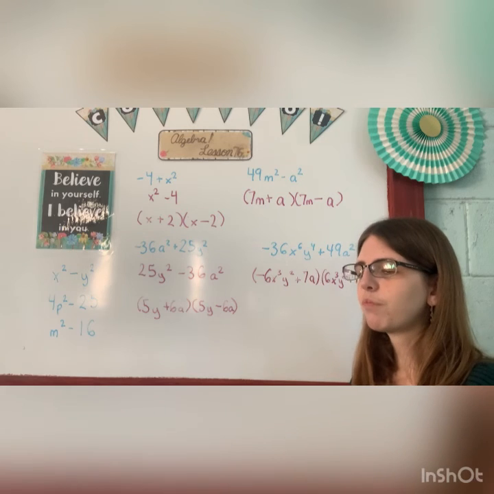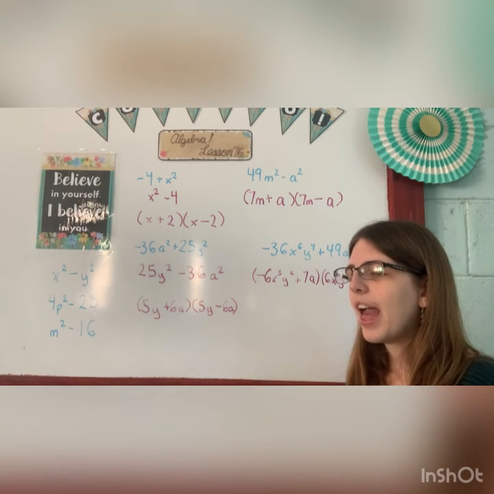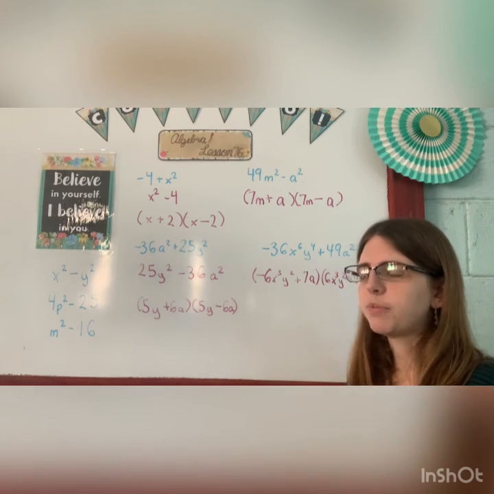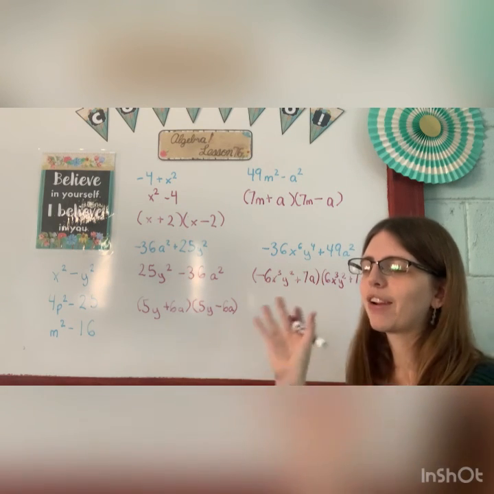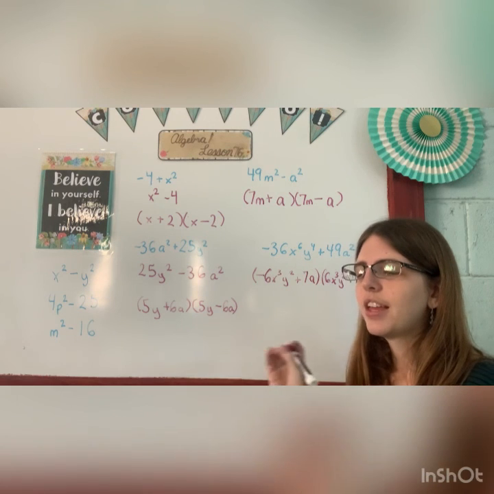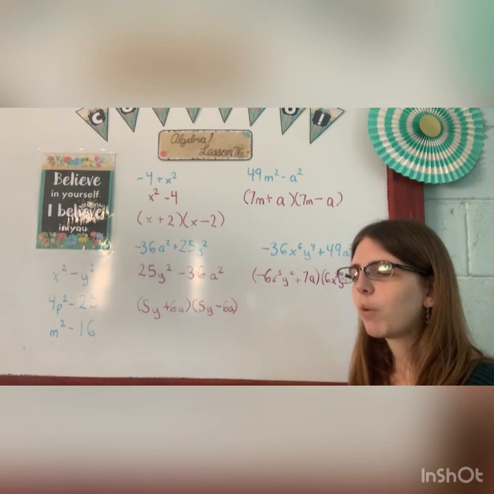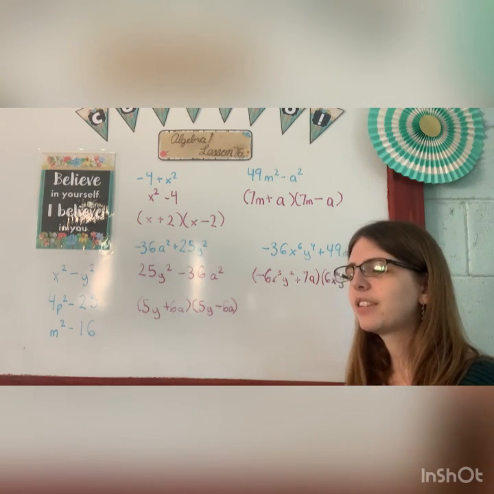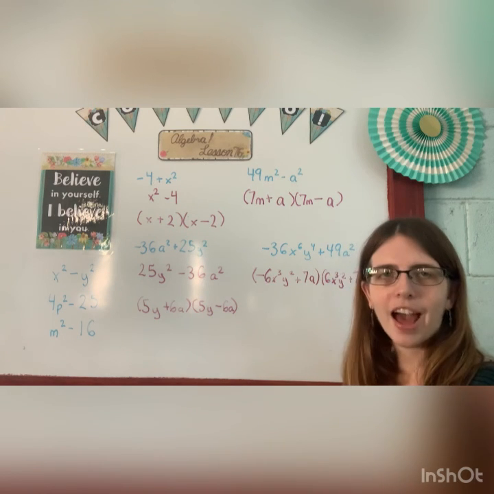Either way. Letter C, x squared y squared x plus 13z to the 5th times y squared x minus 13z to the 5th.